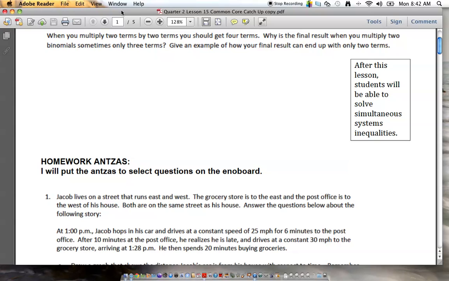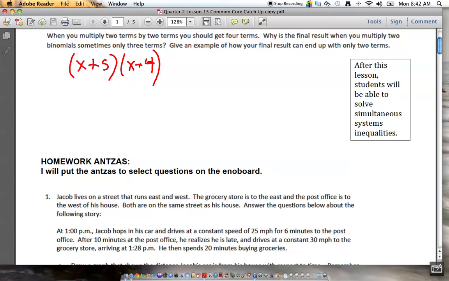So, when you multiply two terms by two terms, you get four terms. Now, two terms by two terms is like a binomial times a binomial. Why is the final result when you multiply two binomials sometimes only three terms? Give an example of how you could end up with two terms. So, let's say I did x plus 5 times x plus 4. And let's see what it works out to.